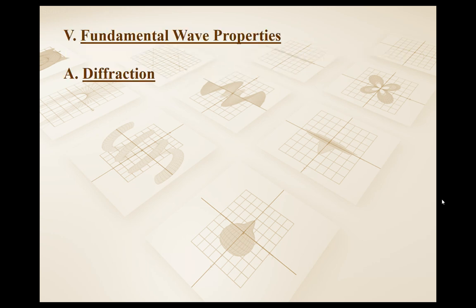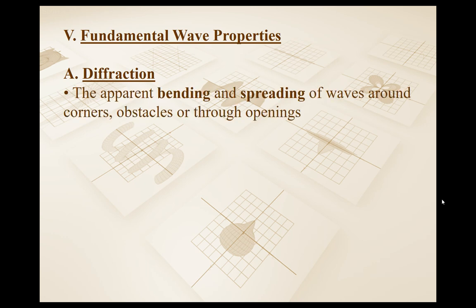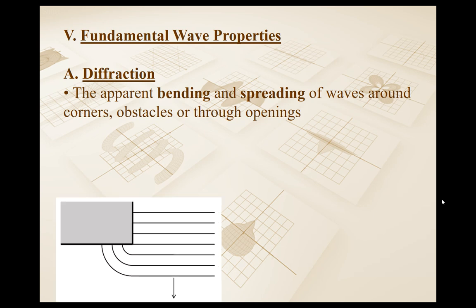Let's start off with a new fundamental wave property, that being diffraction. Diffraction is the apparent bending or spreading of waves when they pass around corners, obstacles, or through tiny openings.